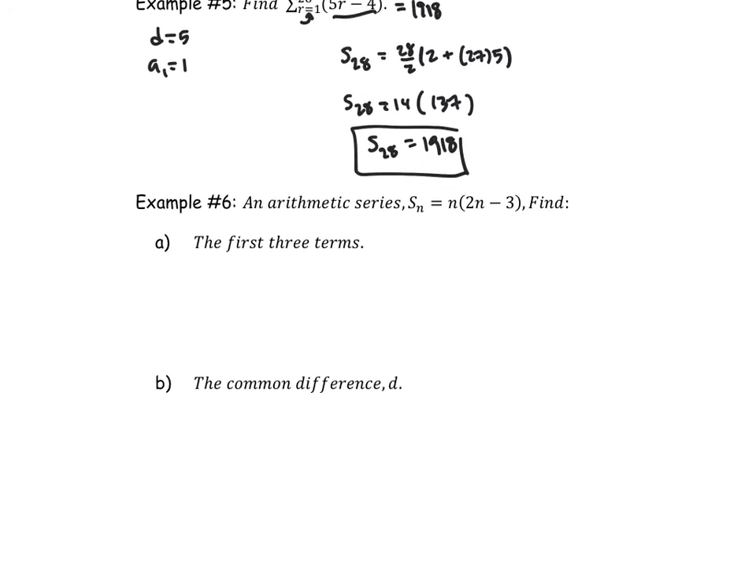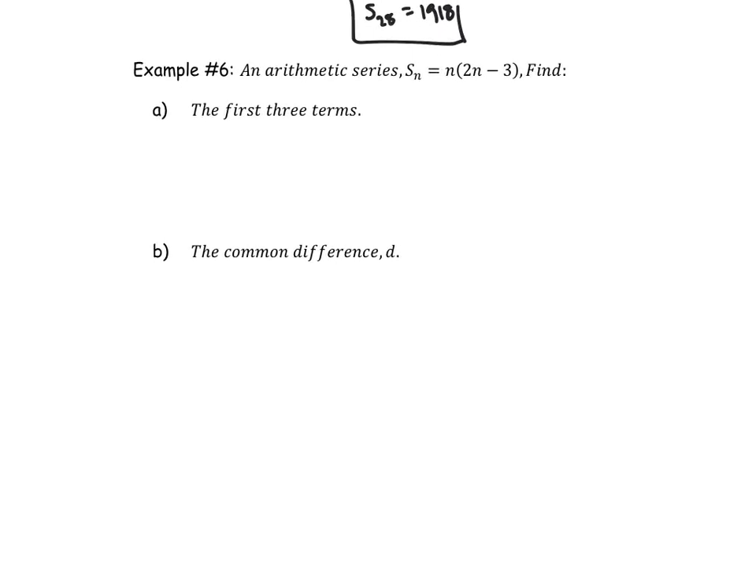Example 6. An arithmetic sequence, or excuse me, series S of n is equal to n times 2n minus 3. What that means, you guys, is that the sum of the first term, which actually is just the first term, would be equal to 1 times 2 times 1 minus 3. So the sum of the first term would be -1. Now the sum of the first 2 terms would be 2 times 2 times 2 minus 3, which would equal 2. So that's the sum of the first 2 terms.